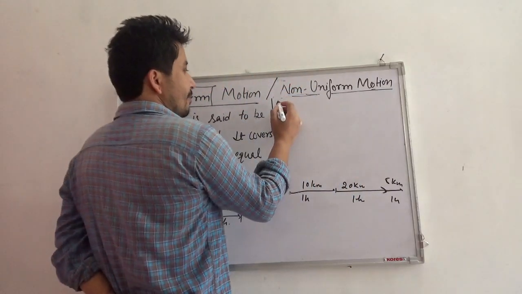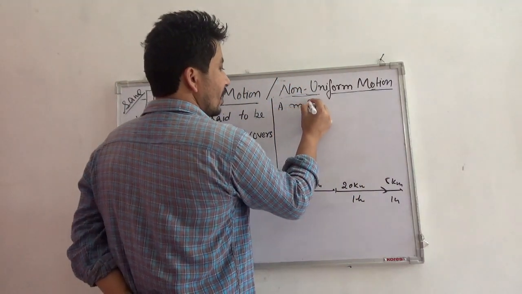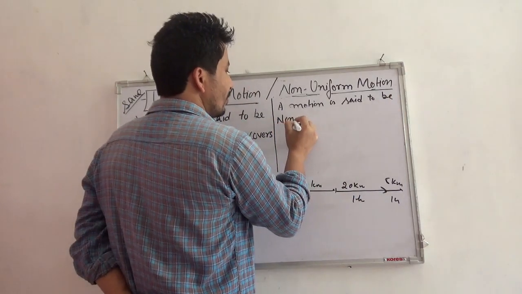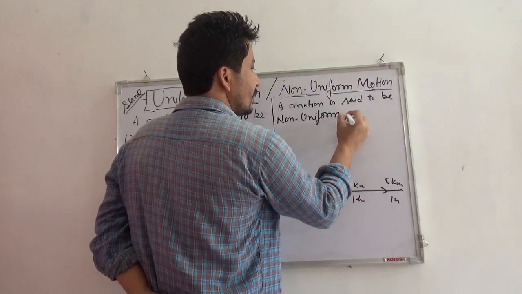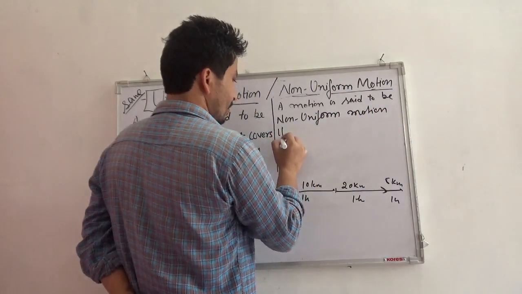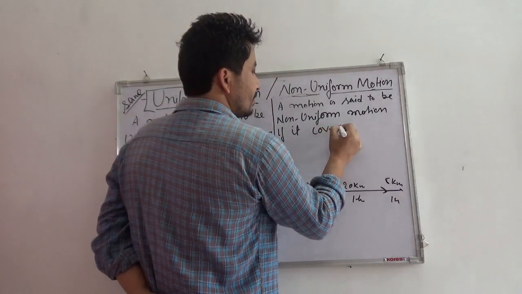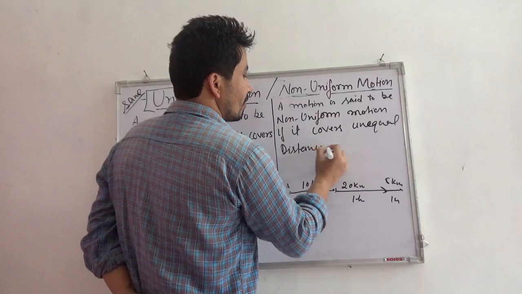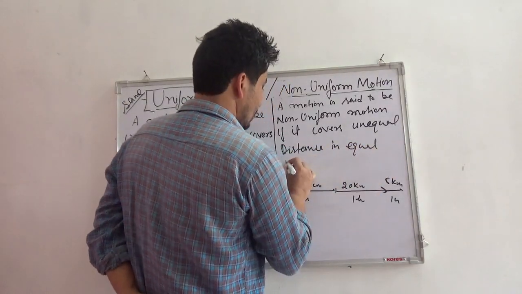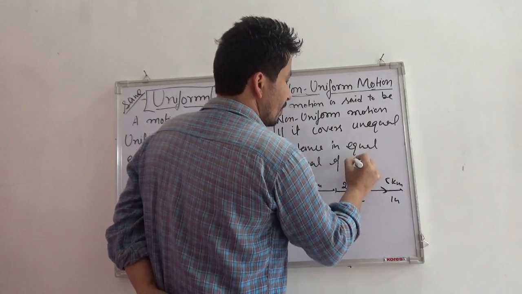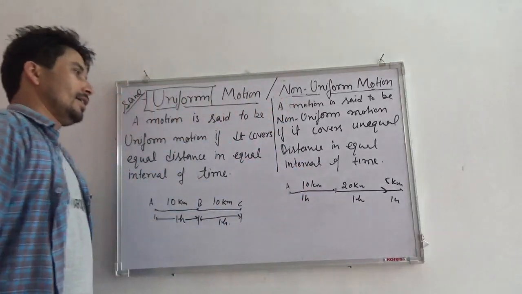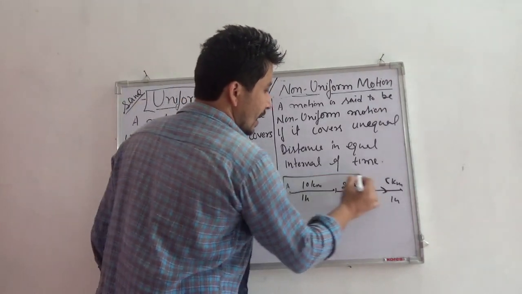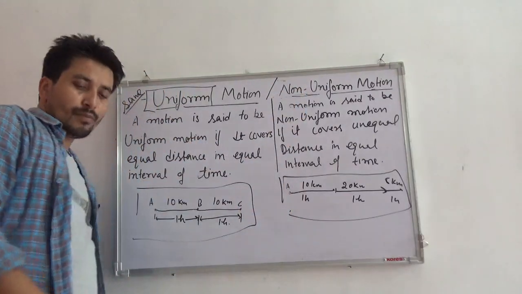So we can write here: a motion is said to be non-uniform motion if it covers unequal distance in equal interval of time. This is the explanation of uniform motion, and this is the explanation of non-uniform motion, right?